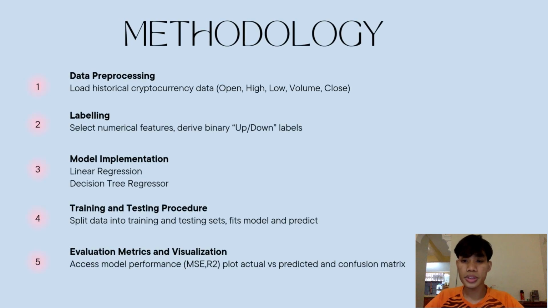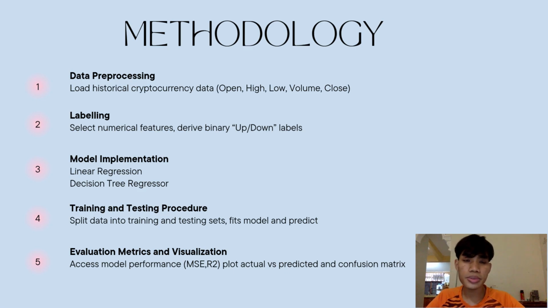Our project methodology is as follows. The first step is data processing. We load historical cryptocurrency data: open, high, low, volume, and close. Second is labeling. We label the data using the numerical features and derive a binary up or down label. Third is model implementation. We use two machine learning models, linear regression and decision tree, so we can compare which is better.